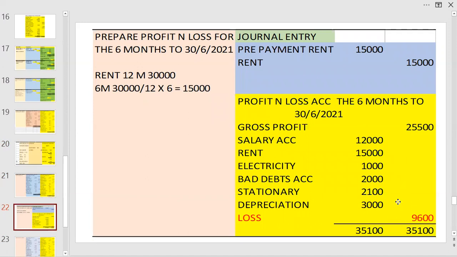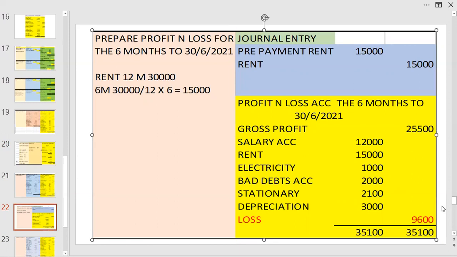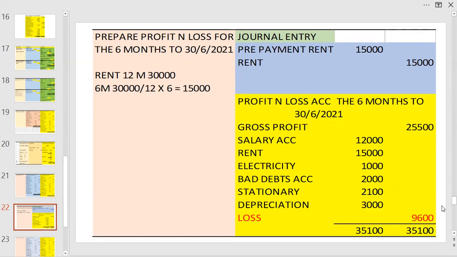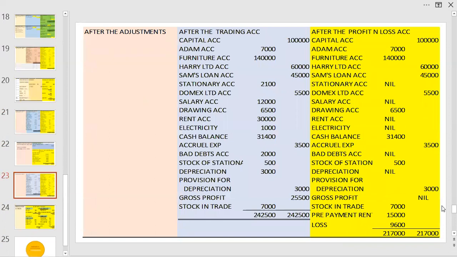As a next step, they wanted us to prepare another trial balance. It is very good from the student's point of view to see the differences. Now you see stationery account nil, salary account nil, rent account nil, electricity account nil, bad debts nil, depreciation nil, gross profit nil, and two new accounts have come into being: prepayment of rent 15,000, loss 9,600. Please note all remaining balances are balances needed for the balance sheet.